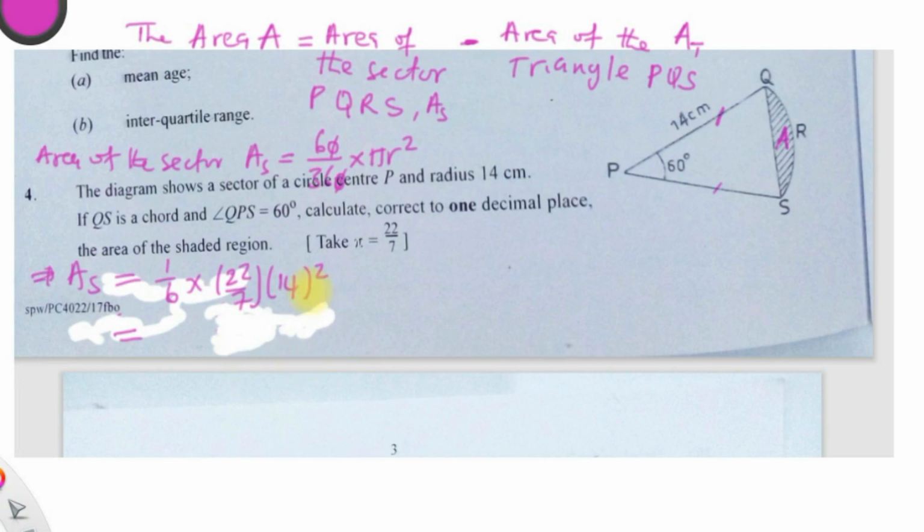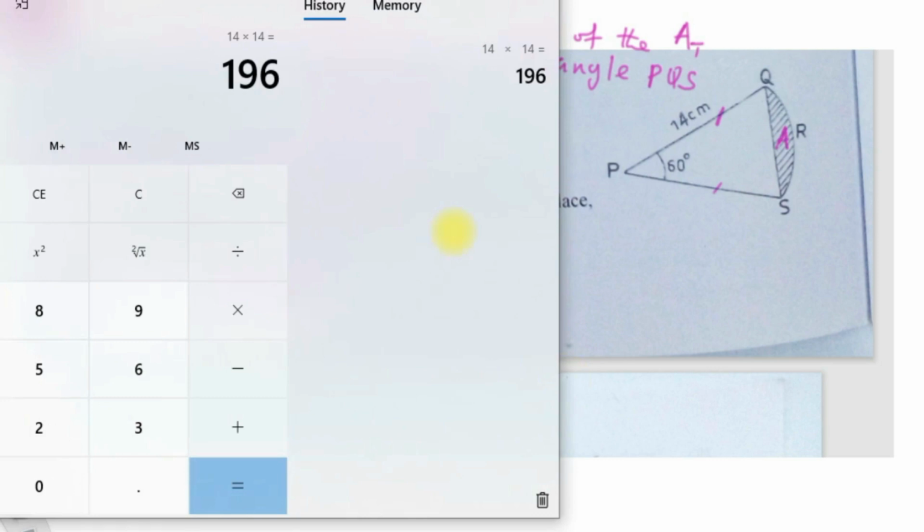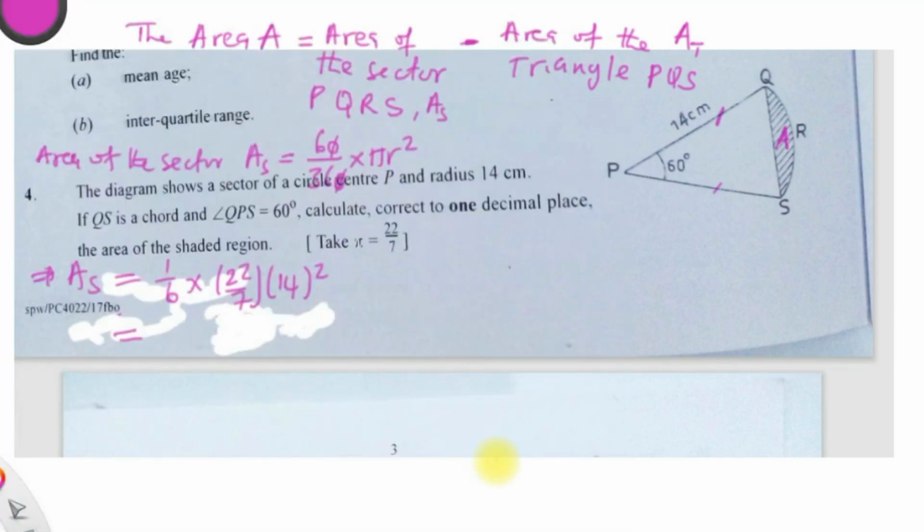So 196 divided by, let's say, 7. Let's see whether 7 goes into 196. So we have 196 divided by 7, which is equal to what? Is equal to 28. Okay, fine. So this one is equal to what?